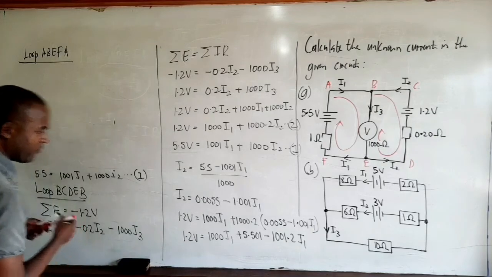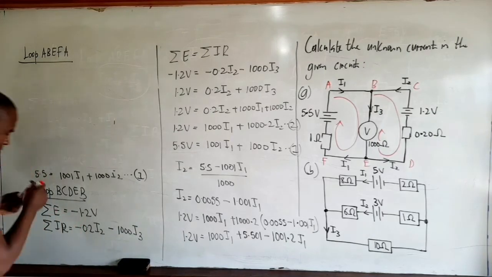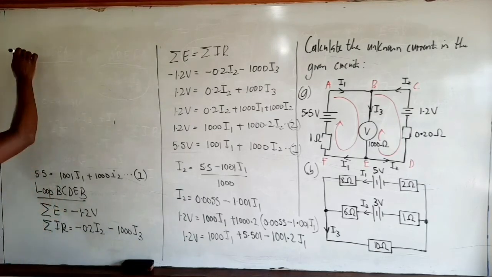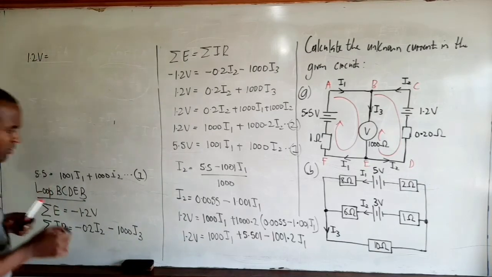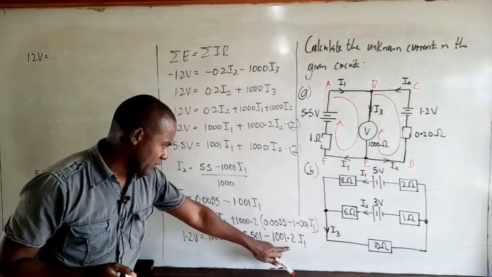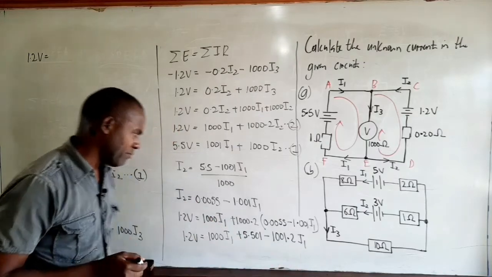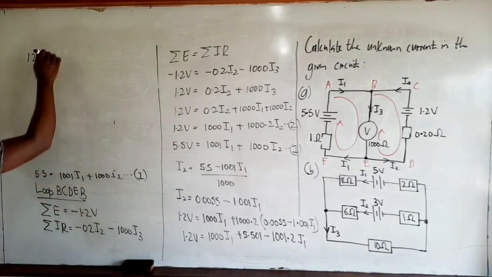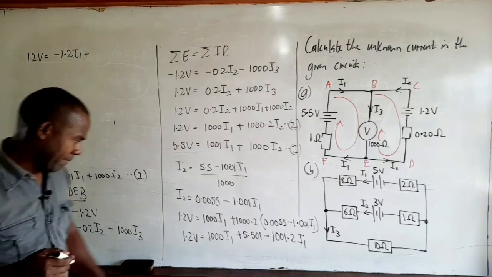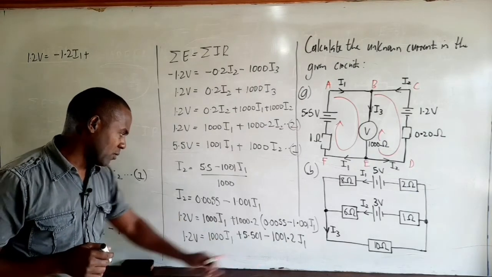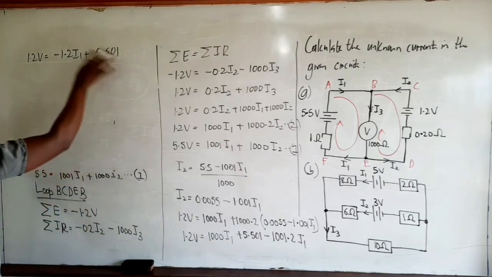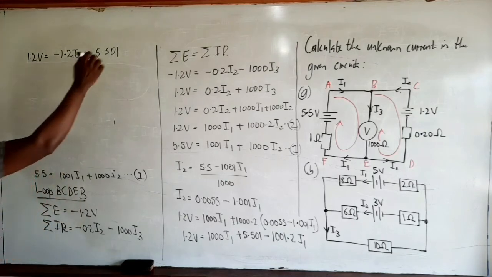So we have 1.2 volts equals 1000 I1 minus 1001.2 I1. So when you combine those two, we get minus 1.2 I1. And this is plus 5.501. Right? So we bring over and we solve for I1, and this of course will be volts.